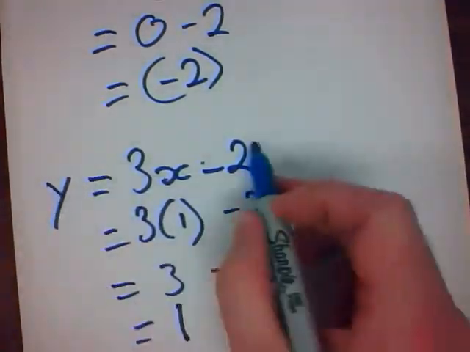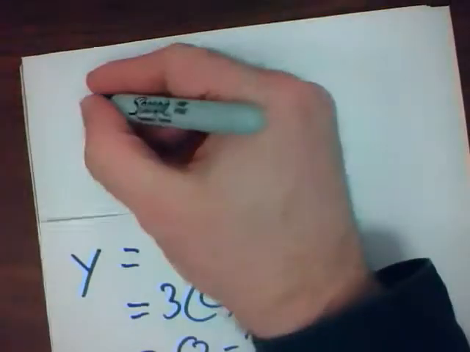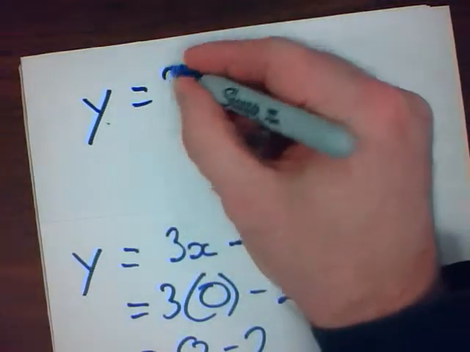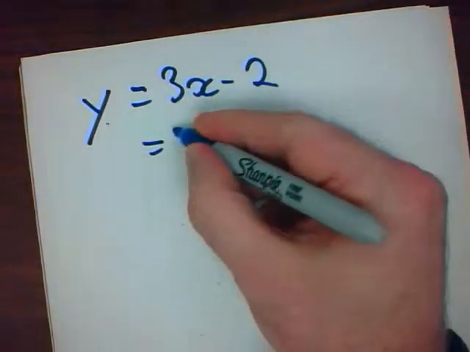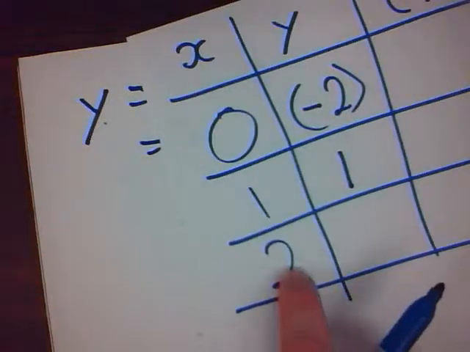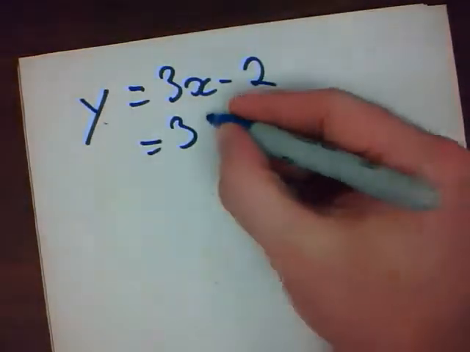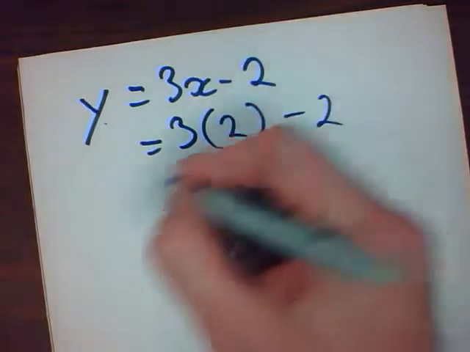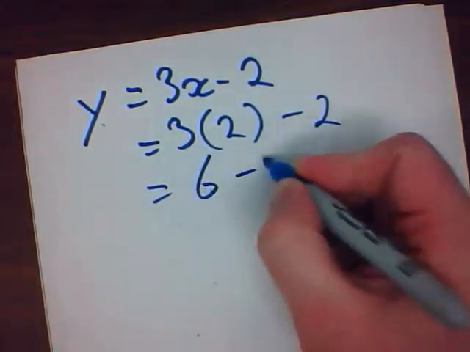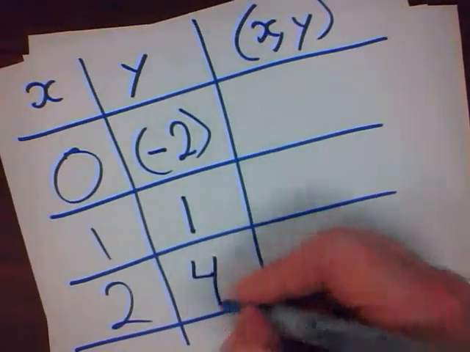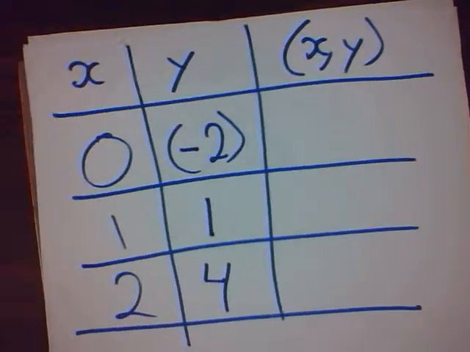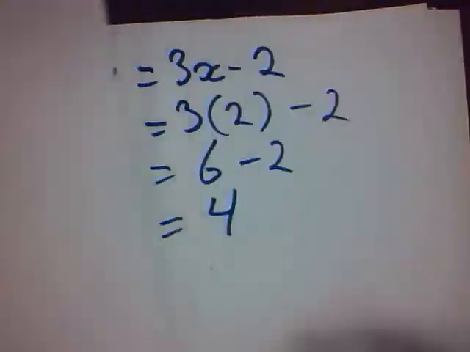I'm going to take this same equation yet again. And this time, x will be 2. 3 times 2 is 6. That's 4. Please note, for those students who are in my classroom, you must show all of this work.